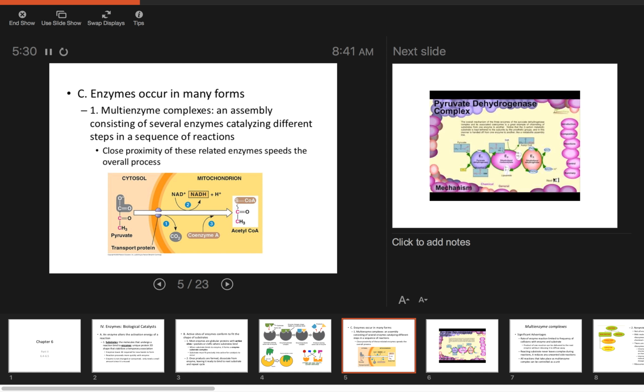These enzymes that are in the multi-enzyme complex, they have to be in close proximity to one another because it's literally an assembly line. It takes it and modifies it, moves it, passes it on to the next enzyme, modifies, breaks it down, cleaves off things, so on and so forth.